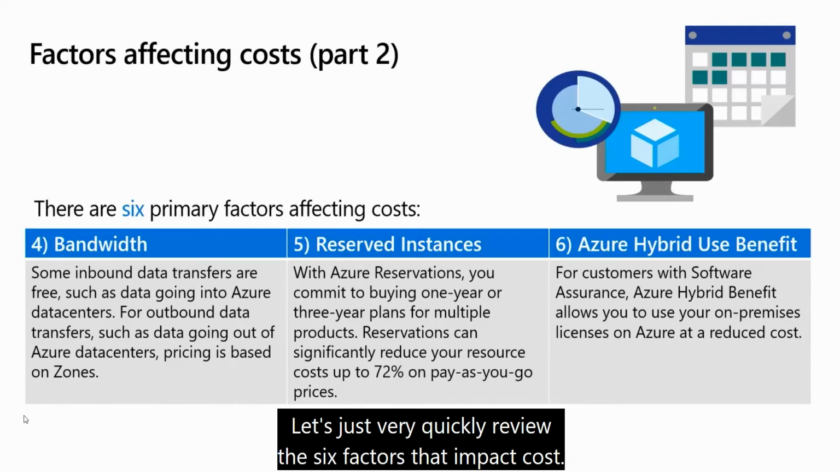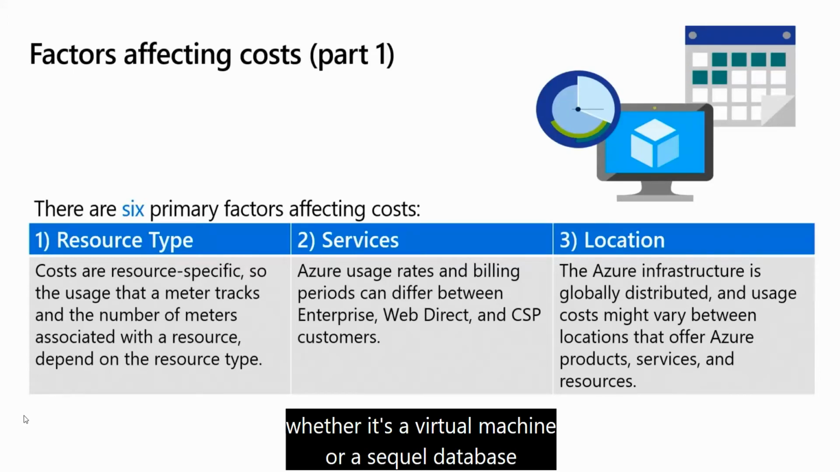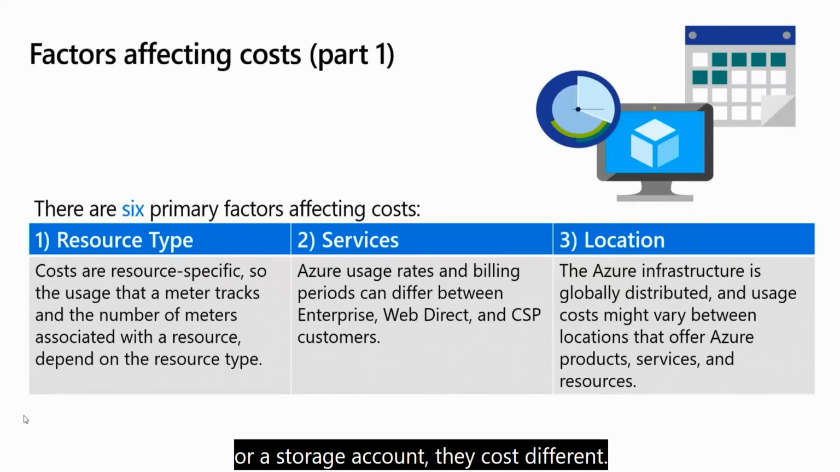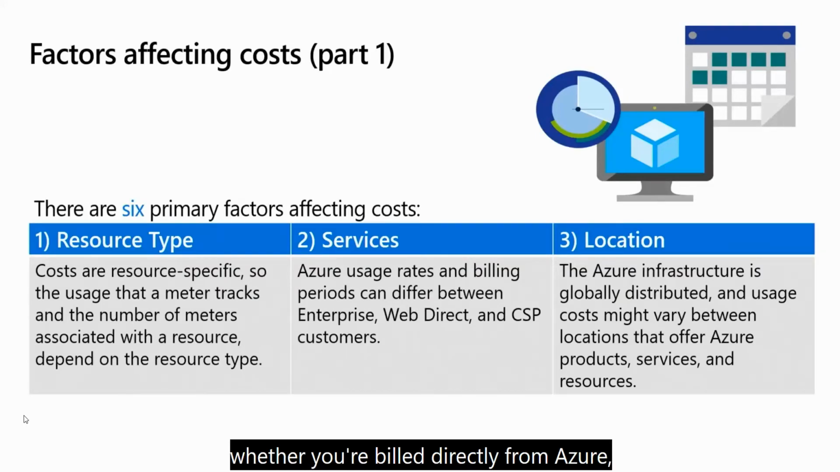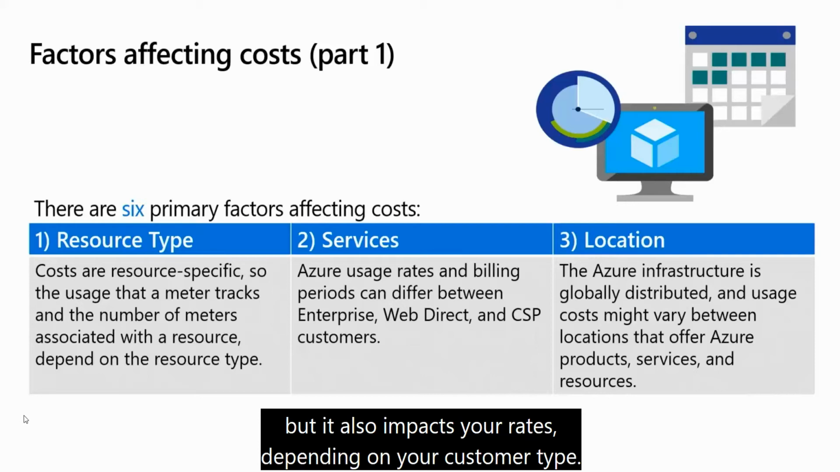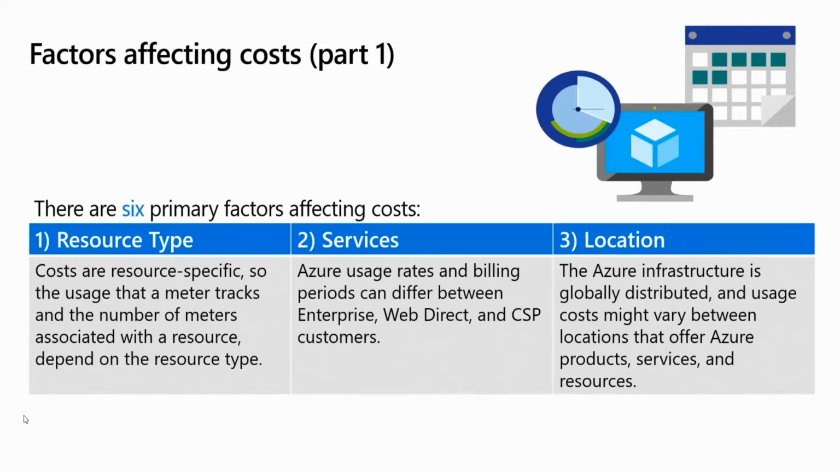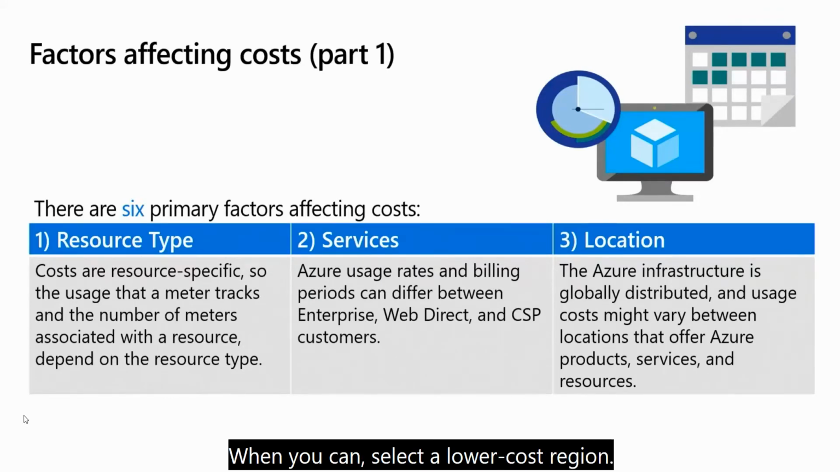So let's just very quickly review the 6 factors that impact cost. The resource type. Remember, whatever resource you select, whether it's a virtual machine or a SQL database or a storage account, they cost different. Services impact not only how you're billed, so whether you're billed directly from Azure on an annual basis, monthly basis, or a third party, but it also impacts your rates depending on your customer type. Your location impacts cost because remember, not all regions cost the same to operate. So when you can, select a lower cost region.